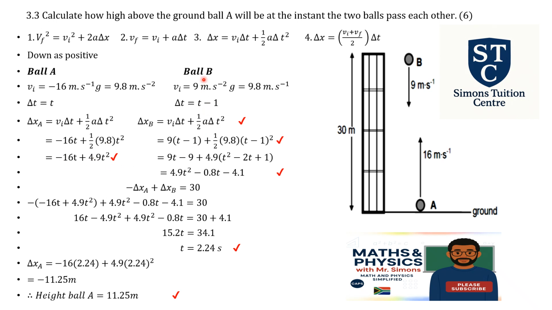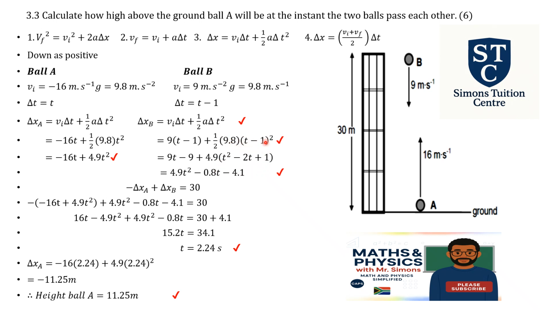For ball B, because it's moving down, the initial velocity is 9 meters per second. Gravity is 9,8 meters per second squared. So there, initial 9, change in time t minus 1, plus half of 9,8 times t minus 1 squared. So 9 times t gives me 9t. 9 times minus 1 gives me negative 9. Half times 9,8 gives me 4,9. And this is where the problem comes in.